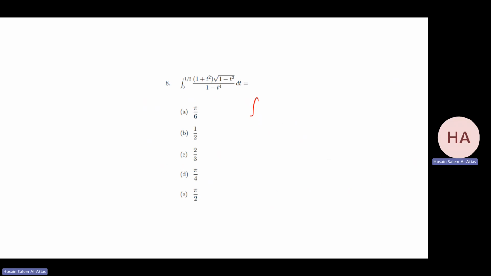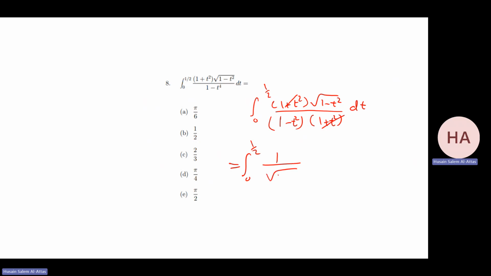Integral from 0 to half, 1 plus t squared, square root of 1 minus t squared over, this is 1 minus t squared, 1 plus t squared. So this is cancelled. And square root over 1, that will be 1 over square root of 1 minus t squared dt. And that is what? Sine inverse of t from 0 to half. What is sine inverse of half? That will be pi over 6. Sine inverse of 0 minus 0, that will be pi over 6.